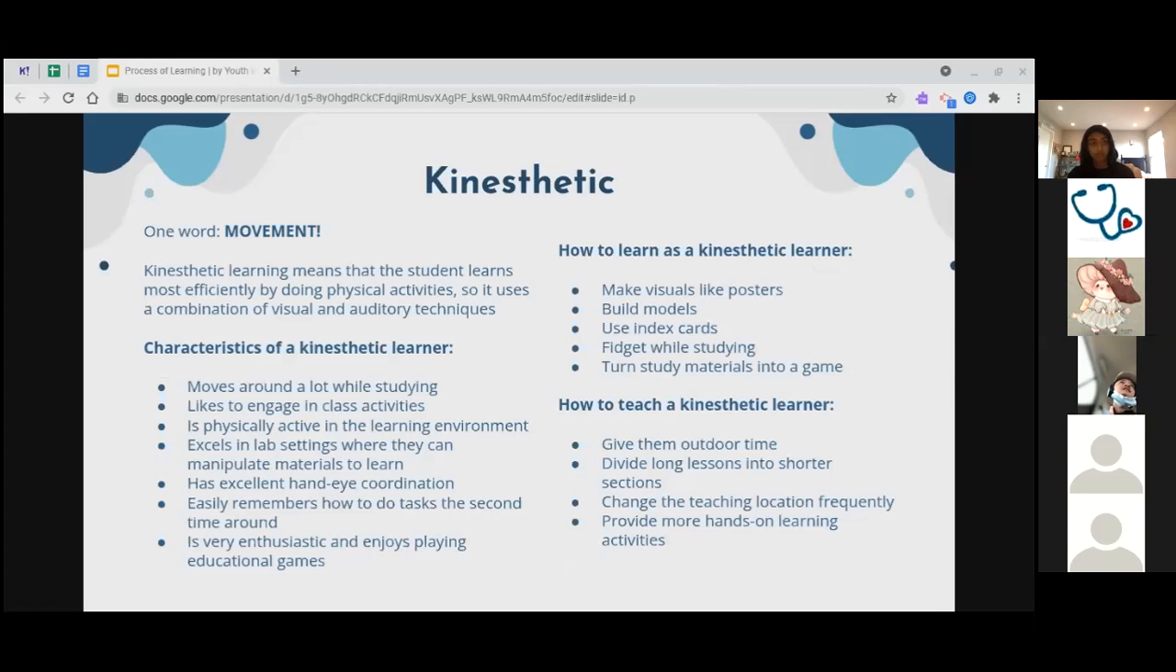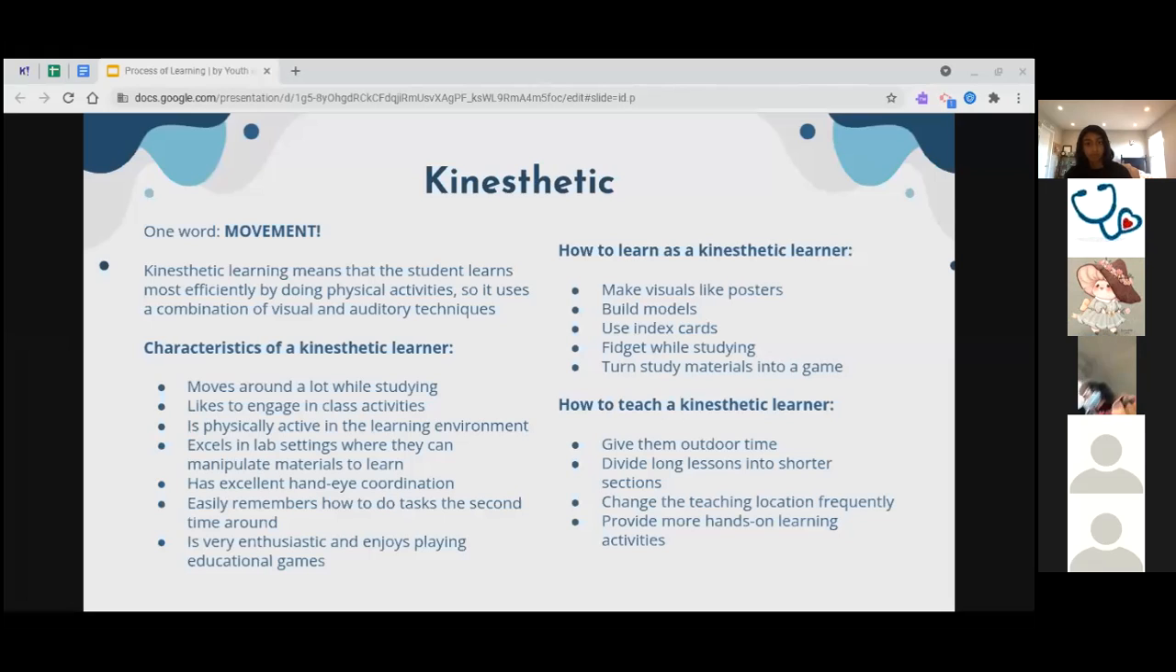Some characteristics of a kinesthetic learner are someone who likes to move around a lot while studying, likes to engage in class activities, is physically active in the learning environment, excels in lab settings where they can manipulate materials to learn, has excellent hand-eye coordination, easily remembers how to do tasks the second time around, is very enthusiastic, and enjoys playing educational games.